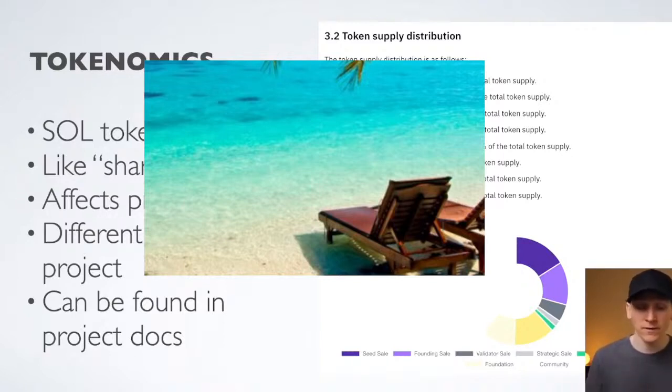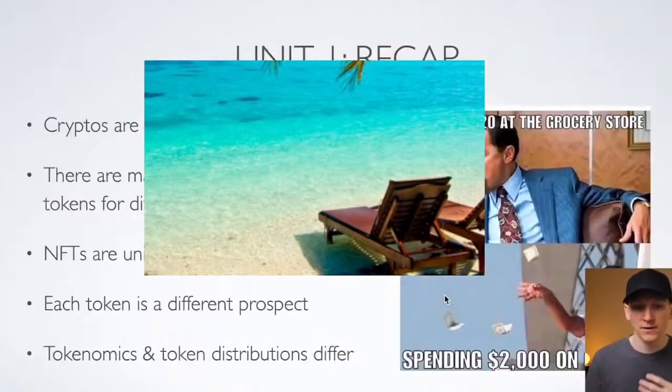So it's very good to know these things. You also have how much the team has. So the team itself that developed it has 13%, and then the community has 40%. So you can compare these distributions from one project to the next.